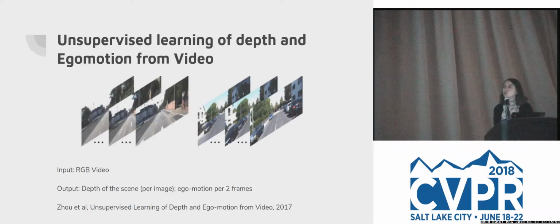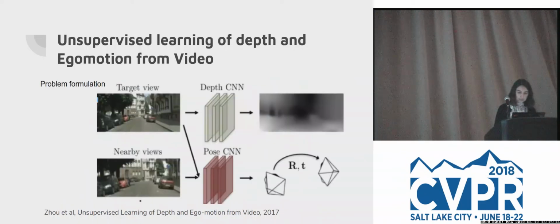So the pioneering work of showing that this can be done with neural networks was last year at CVPR by Zhou et al. The input, as I said, is a sequence of videos, and the output is the depth per image and ego motion for 2 consecutive images.